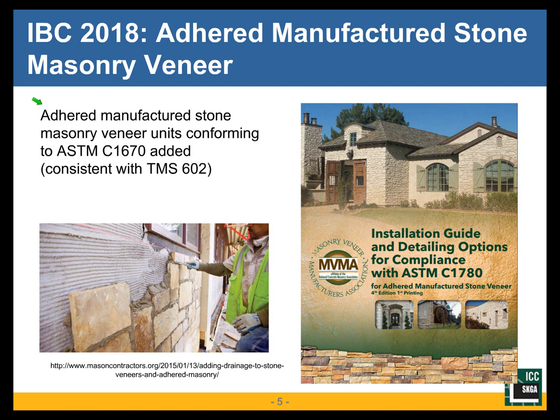There's also been work over the past 10, 15 years related to adhered manufactured stone masonry veneer units, or really adhered veneer, so things that look like this here, or houses that look like this. So there is an ASTM standard for the units, that's C1670, that was added in the IBC, as well as TMS 602, the specification, added that in.